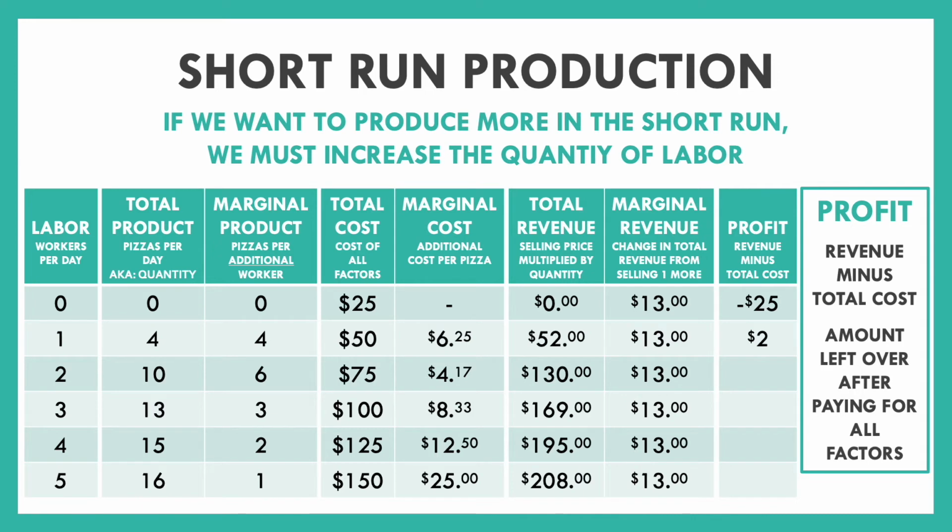Now we can keep going through all this. On the next one, we do $130 in revenue minus $75 in total cost. That leaves us with our profit of $55. Then when we hire 3 workers instead, we would have total revenues of $169 minus $100 in total cost. That's $69 in profit. When we hire 4 workers, we have $195 in revenue minus $125 in total cost. That's $70. And then finally, that last one is $58.